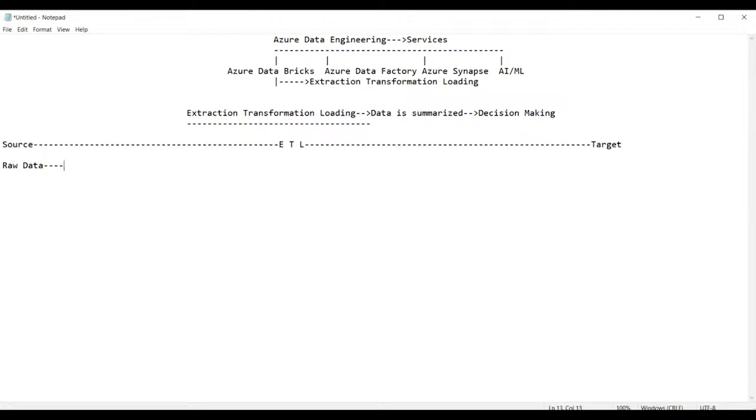This raw data is extracted as per the requirement in the process of extraction. Extraction means picking up the data. After the process of extraction is done, the process of transformation is implemented. Transformation is the actual process where the data is converted into the format required by the customer. Once the transformation is done, the data is finally prepared and loaded. And where is it loaded? It is loaded into the target, that is called the destination.